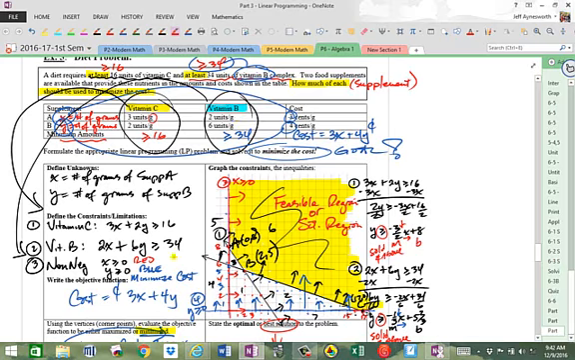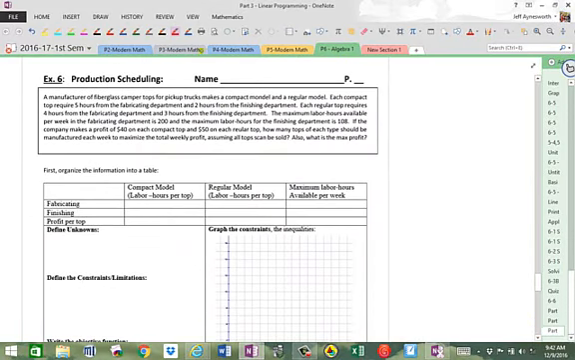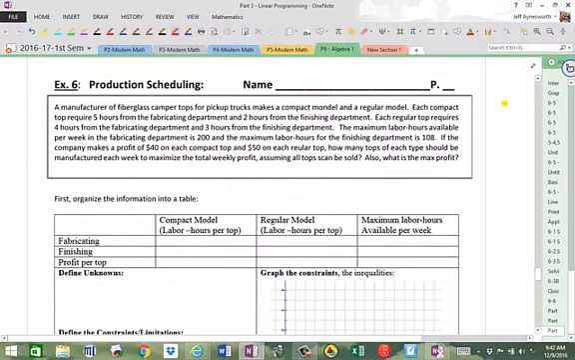All right, so one last one here. Let's take a look at a scheduling problem here. Number 6. If you want to give it a shot on your own, go ahead and pause the video. But otherwise, just keep it going. Personally, I would prefer you pause the video and give it a shot, and then check it with me when you're done. That's the best way to do it. Try it first, and then check it with me.